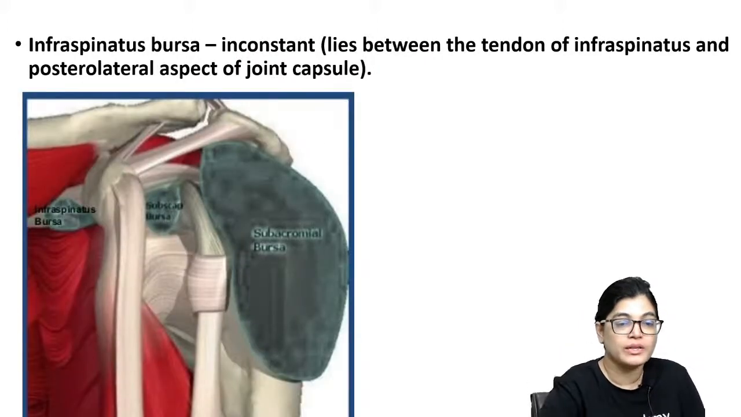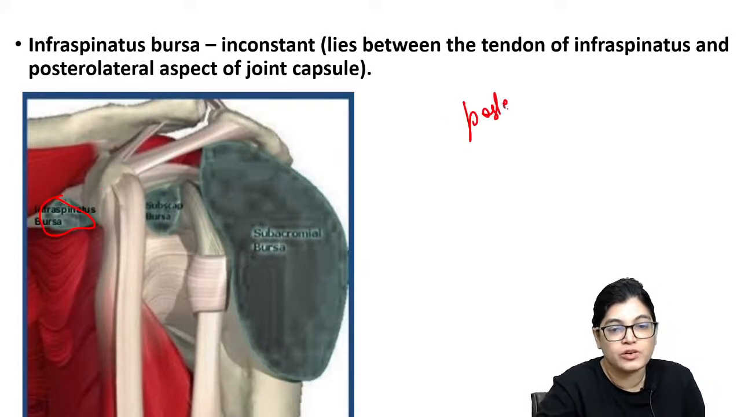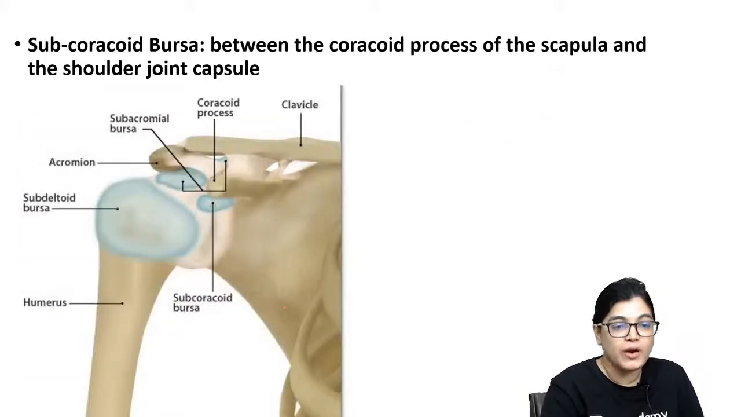Now we have the infraspinatus bursa. This small bursa which you are seeing here is located posterolaterally to the joint cavity, as you can see in the diagram. The subcoracoid bursa is a small bursa lying below the coracoid process.